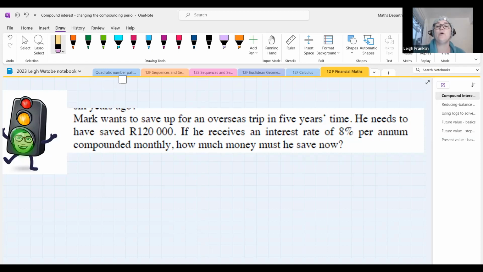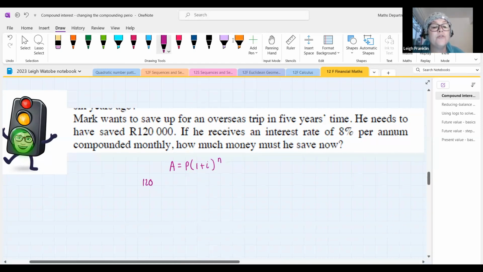Okay, remember we are working with compound interest. So I'm going to put the formula here for you. A equals P(1 plus i) to the power of n. And I want you guys, that's right, Teddy, perfect. So Teddy says A is 120,000. It certainly is, because that's what he wants in the end.